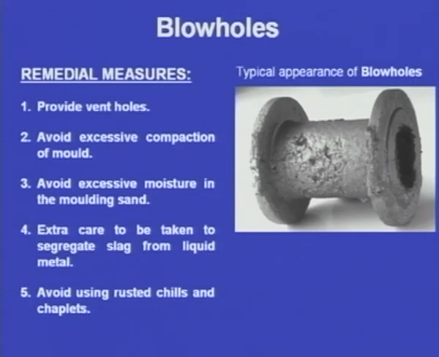Next, avoid using rusted chills and chaplets. We use chills and we also use chaplets. These are metallic components, and sometimes these may be rusted ones, meaning there is iron oxide on the surface of these chills and chaplets, and this iron oxide will react with the carbon in the molten metal and carbon monoxide is formed. This carbon monoxide will result in blowholes. So, these are the remedial measures to prevent blowholes.